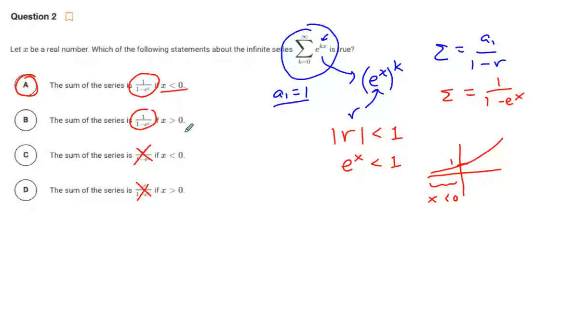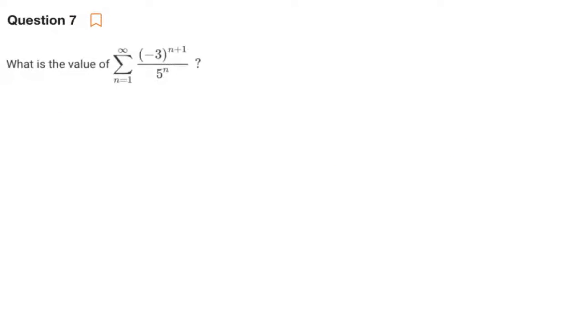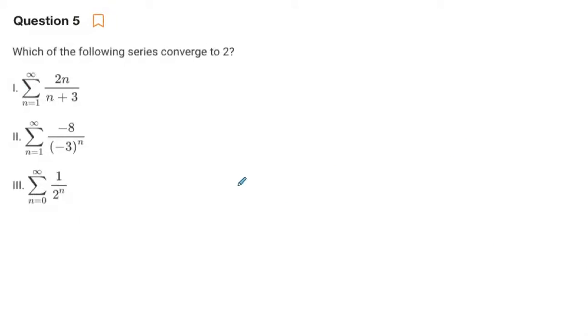That's question number 2. Let's go ahead and take a look at question number 5 was the next one I wanted to look at. There it is, 5. And question 5 says, here are 3 different summations. We're supposed to figure out which ones, 1 or 1s, converge to 2. Well, kind of take them one at a time.